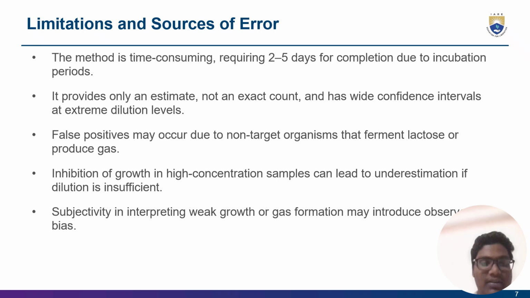Limitations and sources of error. This method is time consuming, requiring 2 to 5 days for completion due to incubation periods. It provides only an estimate, not an exact count, and has wide confidence intervals at extreme dilution levels. False positives may occur due to non-target organisms that ferment lactose or produce gas. Inhibition of growth in high concentration samples can lead to underestimation if dilution is insufficient. Subjectivity in interpreting weak growth.